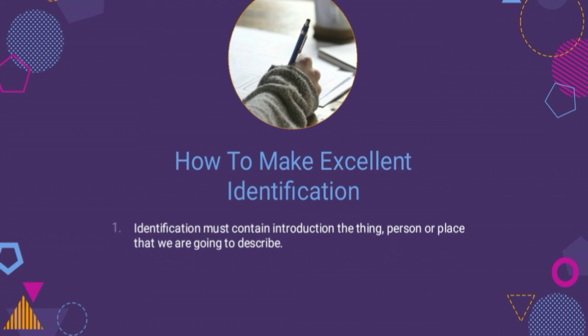The first is identification must contain an introduction of a thing, person, or place that we are going to describe. It means that you must be able to introduce a thing in general and find the words that excellently describe something in general and cover all information of the whole paragraph.